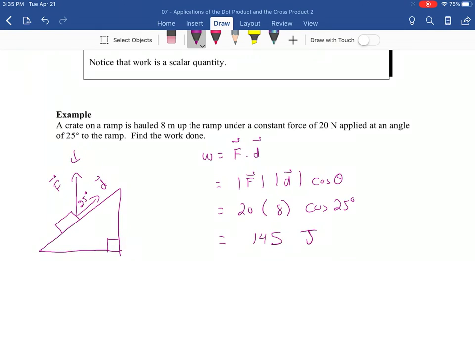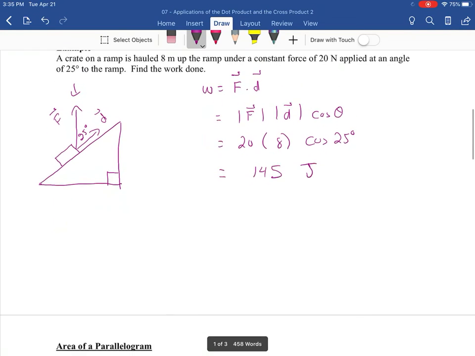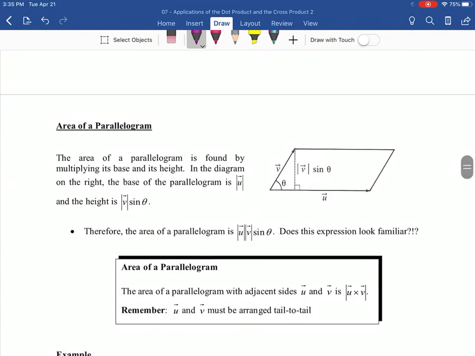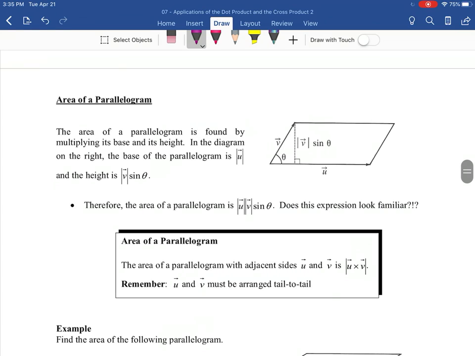So 145 joules has been transferred from the person doing the pulling into energy on the crate. For you physics people, it's really transferring some of this into gravitational potential energy. But you don't have to worry about that too much now. The important thing is 145 joules of work was done.